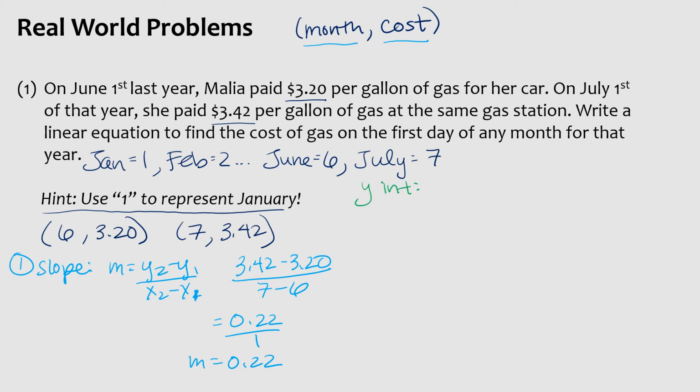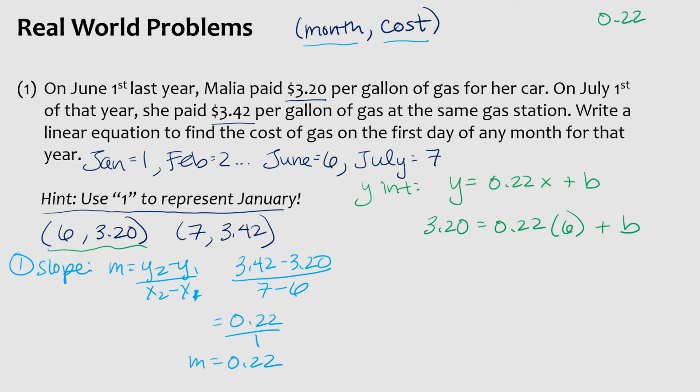Now I need to find my y-intercept. Okay, so I'm just going to plug into this equation. My equation is y equals 0.22x plus b. All right, I can pick any point I want. I'm just going to pick the first point because it's just staring at me there. So 3.20 equals 0.22 times 6 plus b.